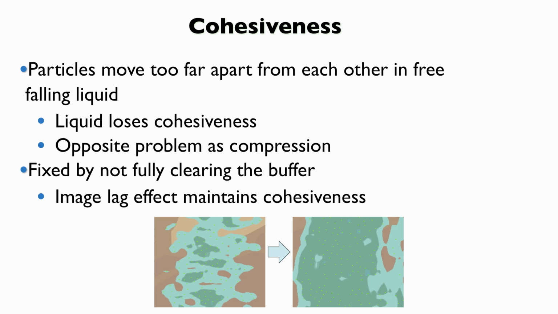Cohesiveness was a big problem. It's the opposite of the compression problem that we had. Instead of particles being forced together, in a free-falling liquid they can drift apart, which is what you're seeing on the left, and we have nothing keeping them together. To get from the image on the left to the image on the right, we needed something to fill in the holes a little bit. So what we ended up doing was just not fully clearing the off-screen buffer that we render into, and the image lag gives you this cohesiveness effect, although it does break down in one case, which I'll show you now.